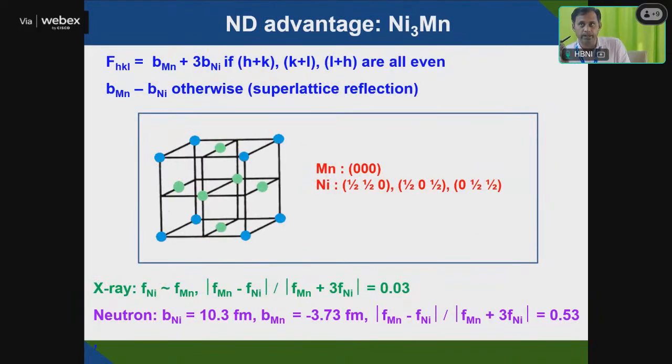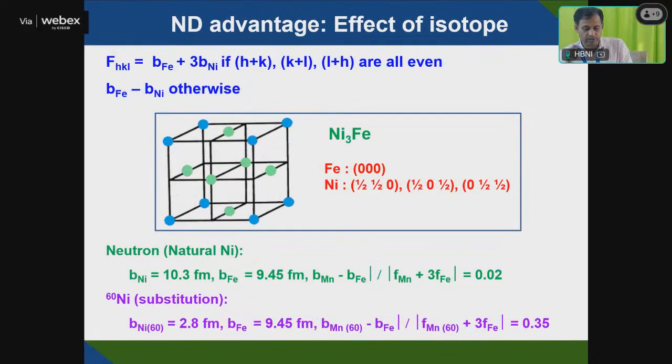Similarly, another example in neutron diffraction is Ni3Mn, which I have shown. You can see here that for X-ray the difference is very, very low. But in the case of neutron, because of the superstructure, you get the additional peak, information that you are not able to see in X-ray diffraction. This is another example, Ni3Fe, the same thing in neutron diffraction. Here one is natural nickel, and another is substituted nickel-60.